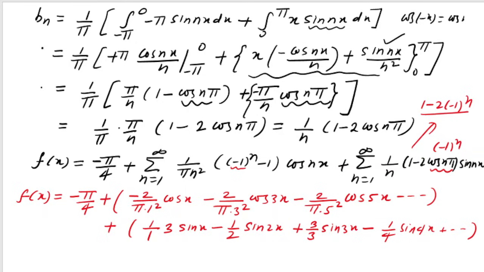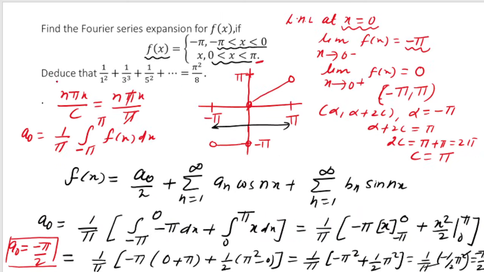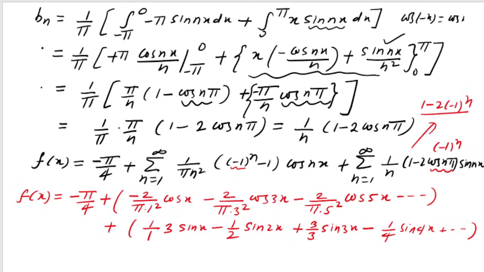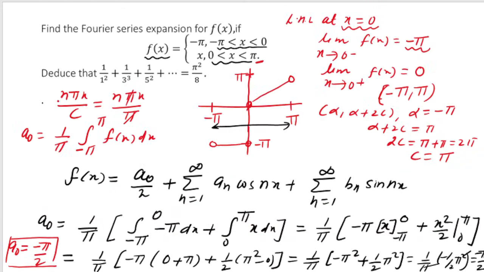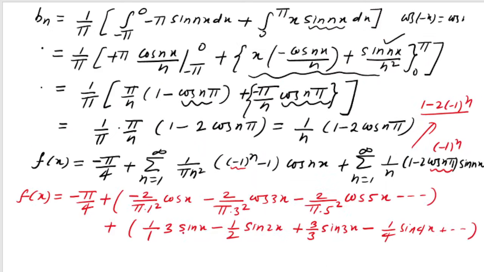But there is another part of this problem which I want to deduce, that we have to deduce that 1 by 1 square, 1 by 3 square, 1 by 5 square up to all is equal to pi square by 8. Okay. So how to deduce that? This is very interesting. To deduce that, if you look at this expression here, you realize that you want to get 1 by 1 square, 1 by 3 square, 1 by 5 square, and here you are getting 1 square, 3 square, 5 square, means you want this term.